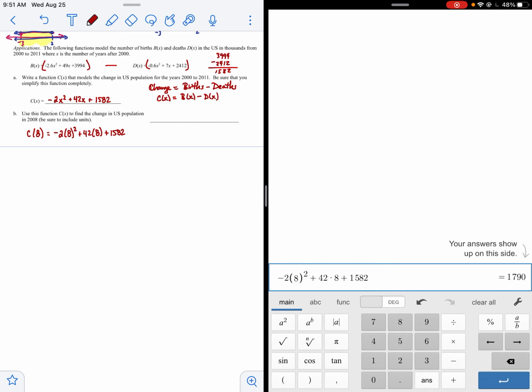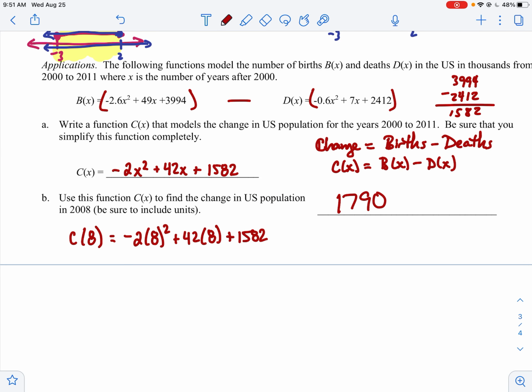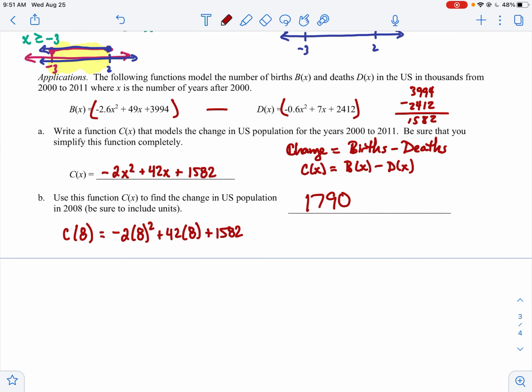Okay, so negative 2 times 8 squared plus 42 times 8 plus 1582 looks like 1790. I guess that's not bad. Oh, but remember, it was in thousands. So this is actually 1,790,000. If I add on the zeros, 1,790,000 people was the change in the year 2008.